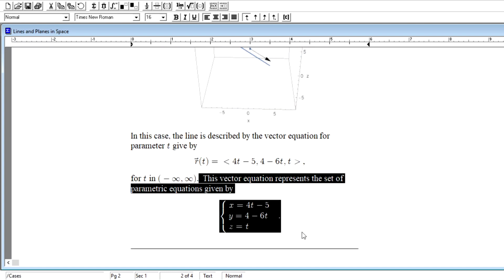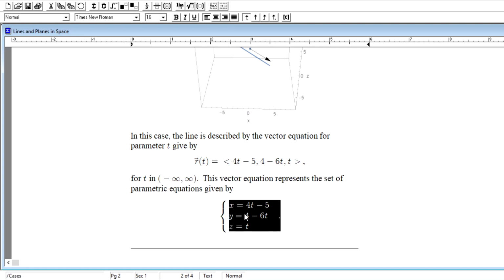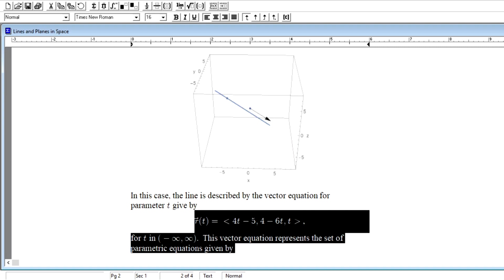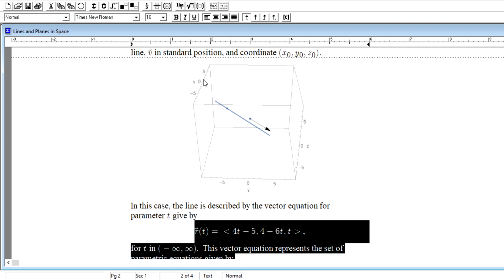Now, as a set of parametric equations, this vector function can be represented as this set of parametric equations where x has just been set equal to this first component, y has just been set equal to this second component, and z has just been set equal to this third component. This is how we describe this three-dimensional linear path in space.